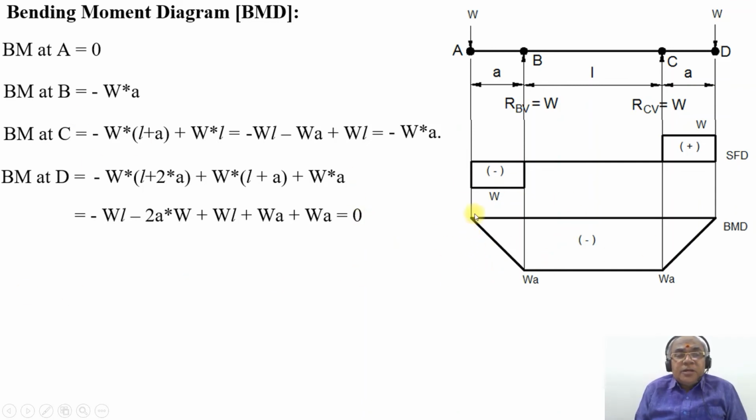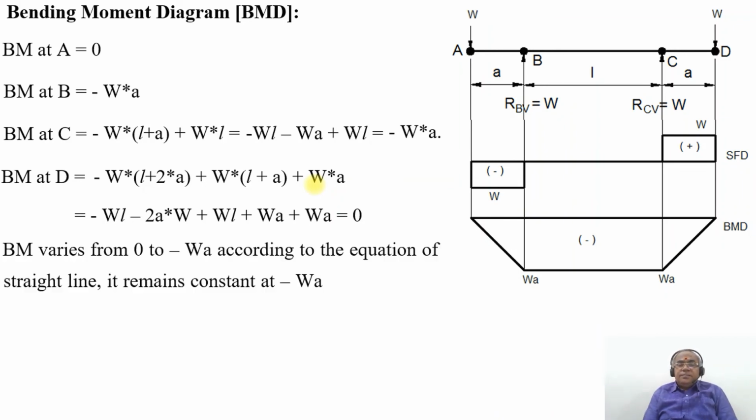So this is how you will have the bending moment diagram. The bending moment at the point A is 0, the bending moment at the point B is equal to minus W into A. Between B and C it remains constant at minus W into A, and the bending moment at the point D is equal to 0. So all the lines are joined by a linear line, as the power of x in the bending moment diagram is always x to the power 1. So this is how you will be able to analyze and solve this particular problem.